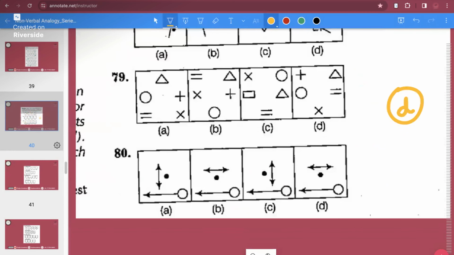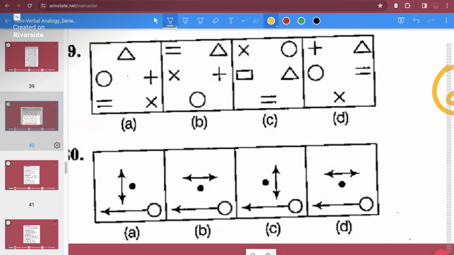Option B. What's the difference between A and D, guys? It looks more clear. The arrow mark, that part of the line is dark comparatively to options A, B, and C. Sir, is it? Yes, sir, I think so. You don't think option B and D are same? In option B, the arrow mark is dark down, sir. The arrow mark connected to the circle. This part you are saying?